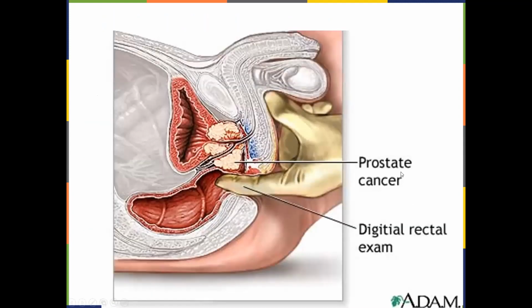Okay. This is the digital rectal exam right here. Inserting a finger up in through the anus into the rectum. The wall of the rectum and the wall of the prostate are very close together. And so you can palpate the prostate and determine if there is something in there that shouldn't be there.